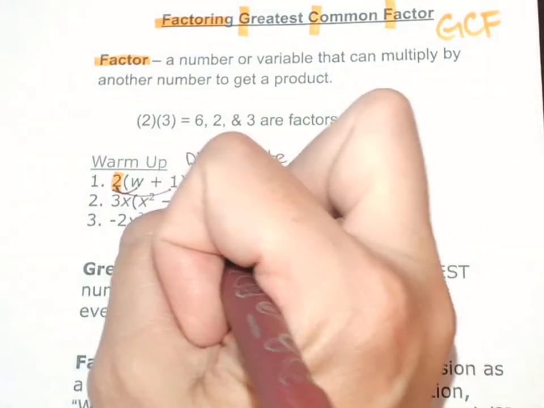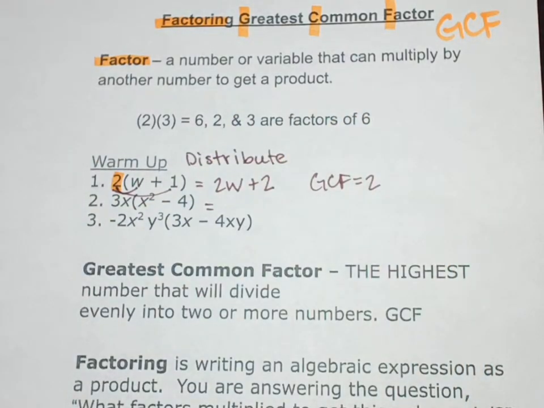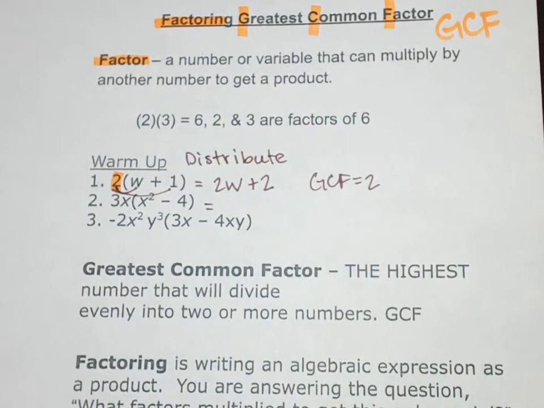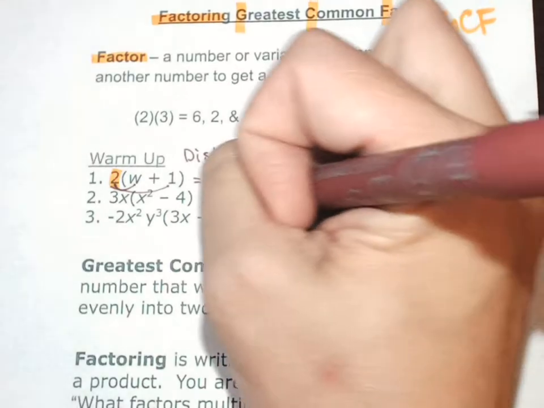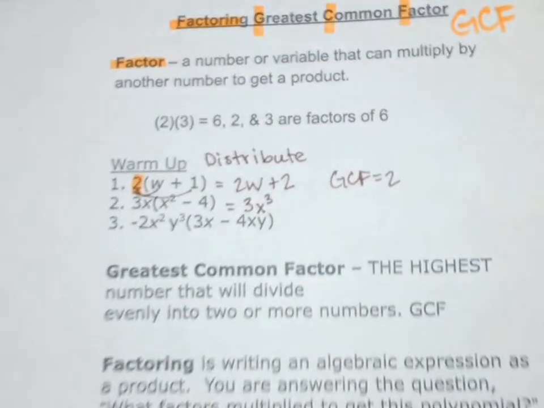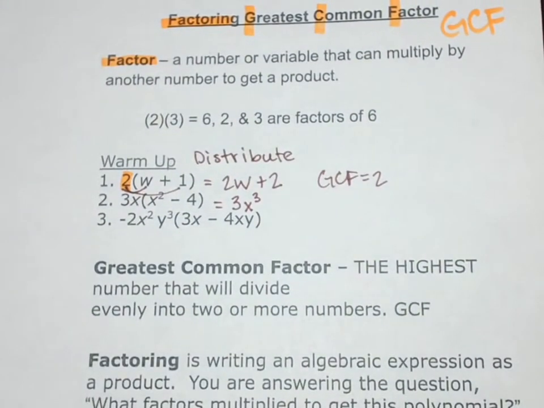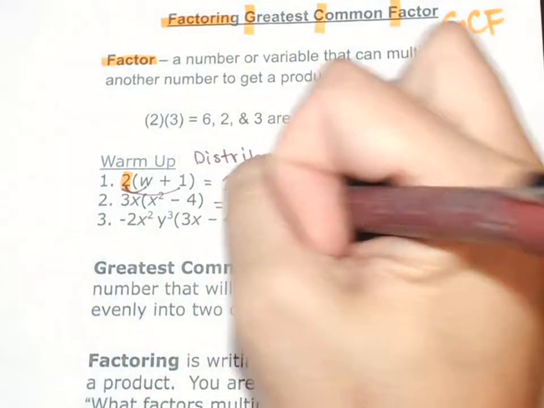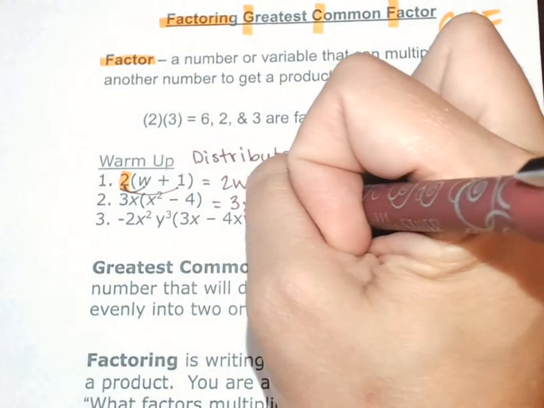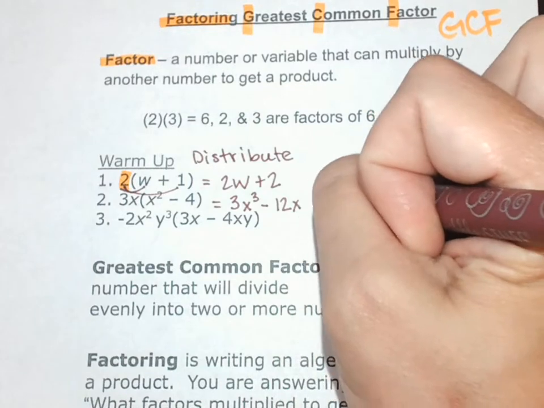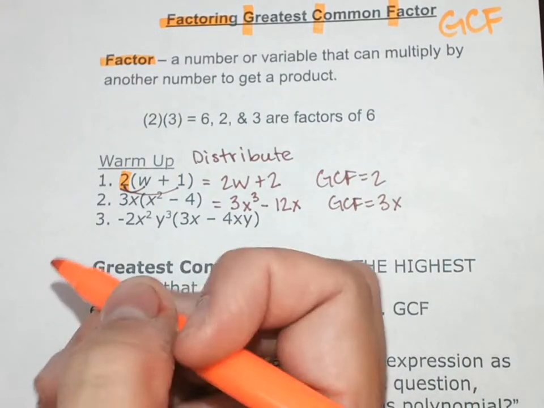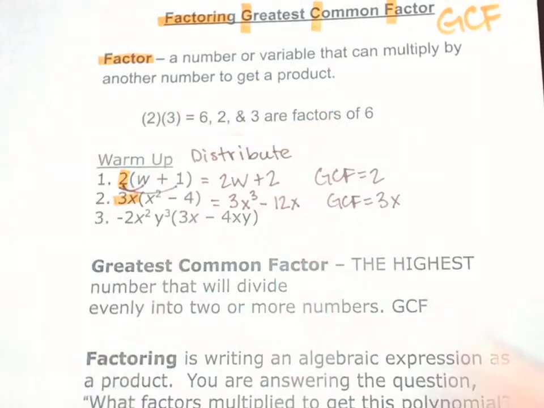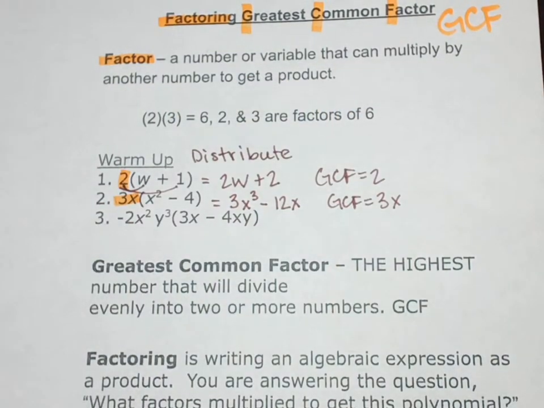So again, multiply the 3x times x squared minus 4. The 3x is distributed to everything in the parentheses. This is back when y'all were learning your exponent rules. So x times x squared, you use the product rule, and you're going to get x cubed. Then 3 times negative 4 is negative 12, and then you have your x. So the greatest common factor was 3x. That is what was multiplied in front of the parentheses to give you your polynomial.